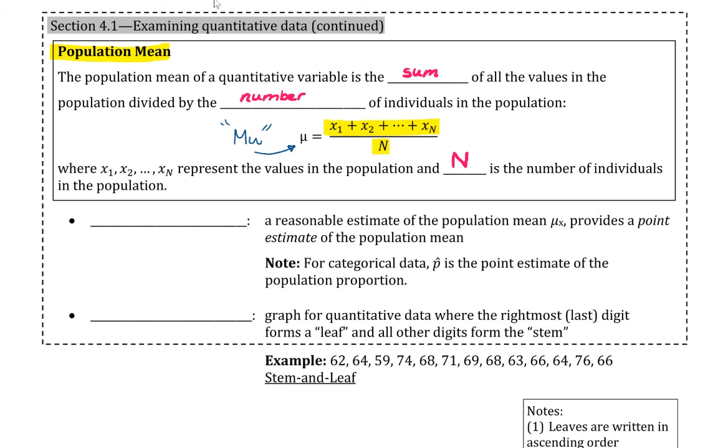Now, it's important to note that the sample mean, again referred to as x bar, is going to be a reasonable estimate for the population mean mu. That is, it provides a point estimate for the population mean. Recall previously that if we were talking about categorical data, then we use p hat as the point estimate for the population proportion.